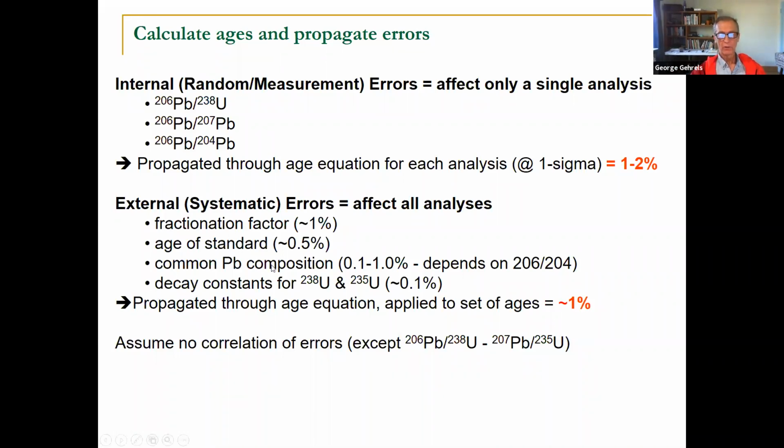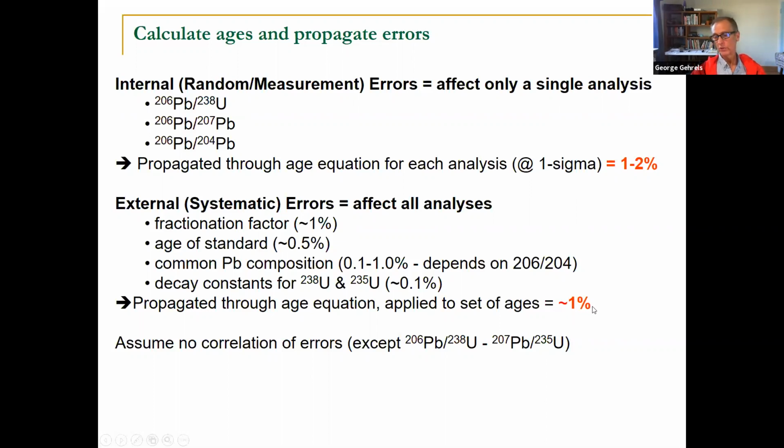If you add up all these different uncertainties, maybe your standard is off. Maybe it's not exactly the age you think it is. Maybe your common lead composition is not quite right. Your fractionation factor is not quite right. All of those external uncertainties might add another 1%.